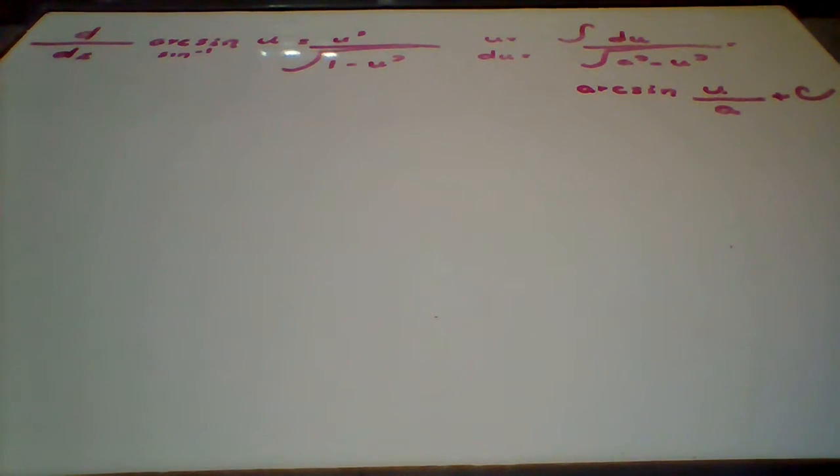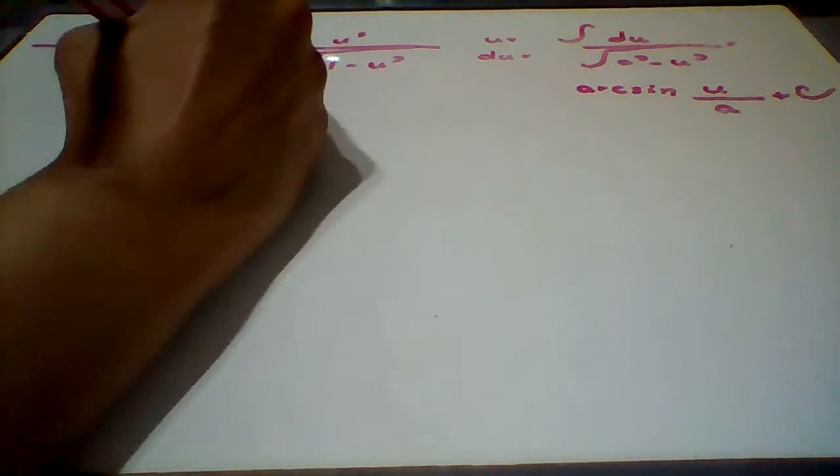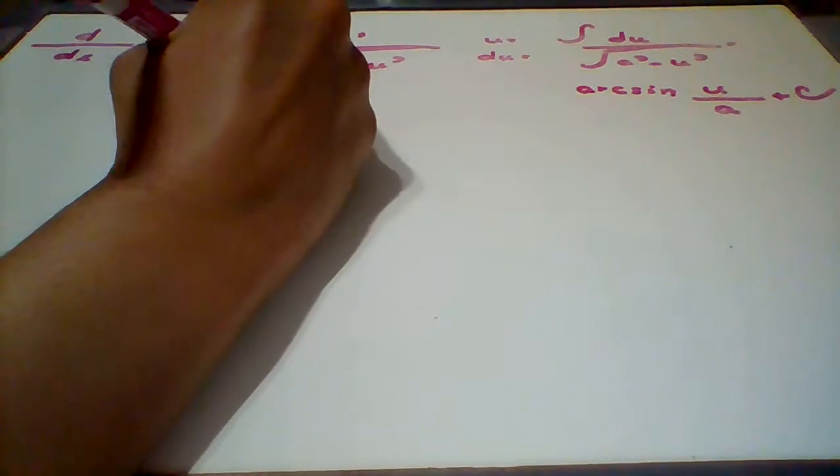Now, a is greater than 0. And cosine is exactly the same thing, except it's negative. Okay, so let me just write right here. So cosine equals same as above, but negative.